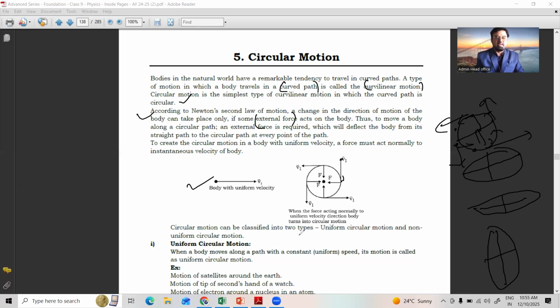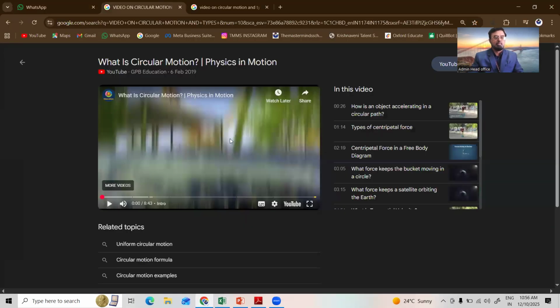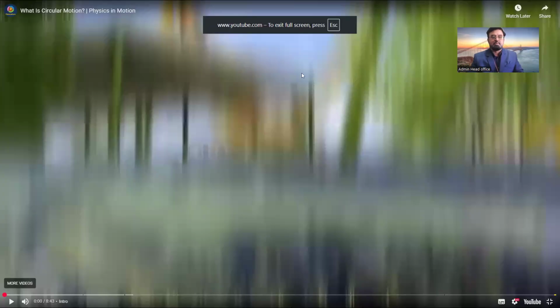So circular motion can be classified into two types: uniform circular motion and non-uniform circular motion. As you know, uniform is nothing but constant, covering the same distance in the same time, whereas non-uniform is the opposite of that. It covers unequal distances in unequal intervals of time. These are the two types of circular motion. So before going for that, let me show you a video on the introduction part of circular motion. Then we'll move to the theory part.